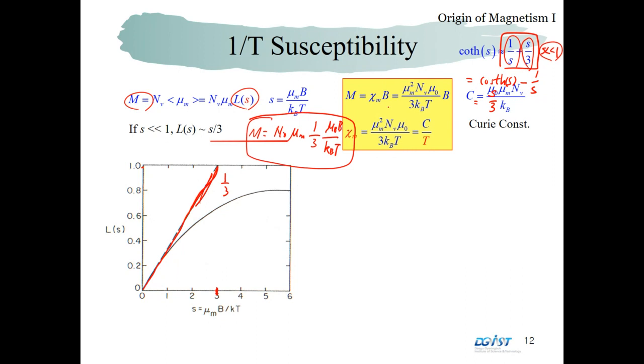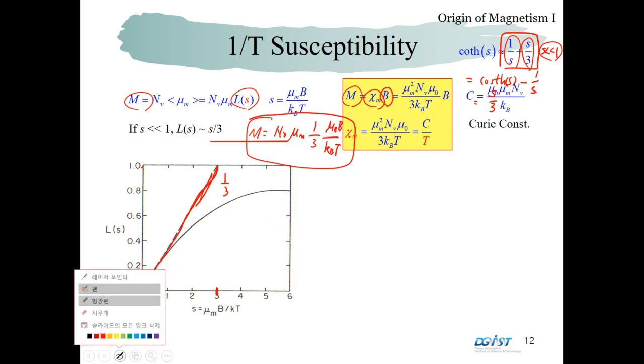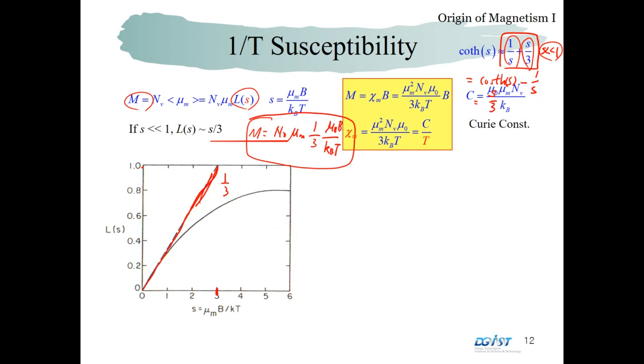And also the magnetic moment can be expressed by the susceptibility and magnetic field. Here we write down the magnetic moment in this form again. Here, then we have this one. So that means the magnetic susceptibility is this form.